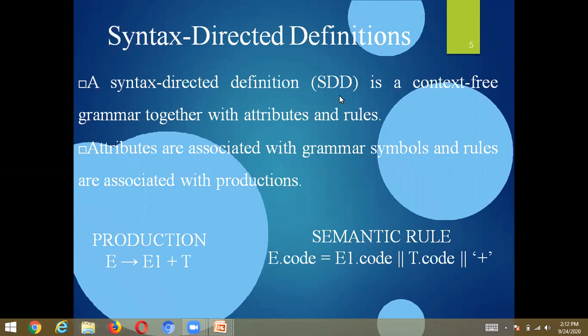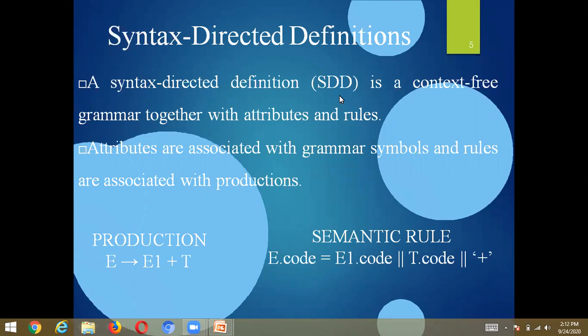And this syntax directed definition is a kind of abstract specification. Why we are saying that it is a kind of abstract specification means this directed definition is having a conceptual view of syntax directed translation. What it means is it consists of four steps. Initially, the first step is the input string, and step number two is a syntax tree. Step number three is a dependency graph, and step number four is an evaluation order for the semantic rules.